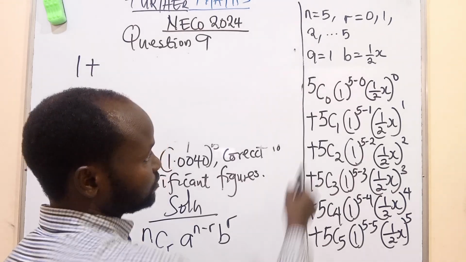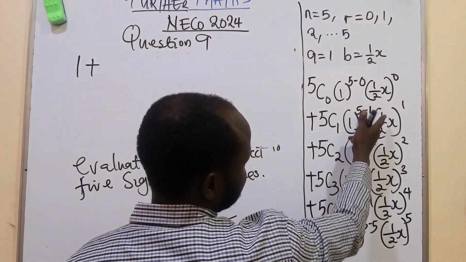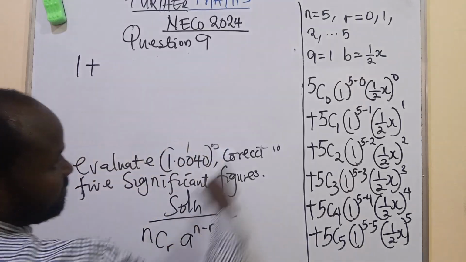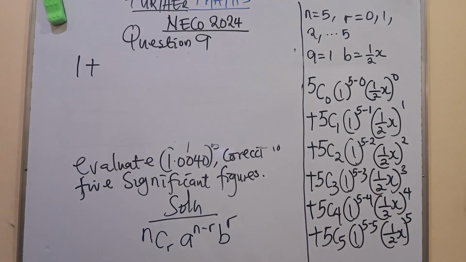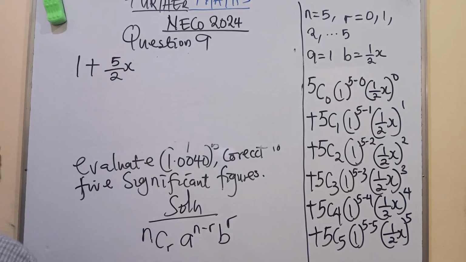5 combination 1 is 5. This first one is 1. Then 5 minus 1 is 4. 1 power 4 is still 1. So 1 times 5 is 5. Then we have 5 times 1 divided by 2 times x. That will be 5 divided by 2 times x. That will be the second expansion.